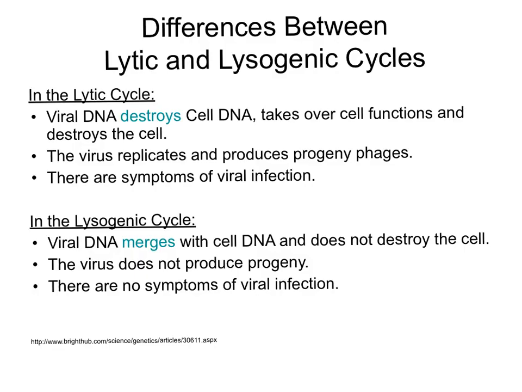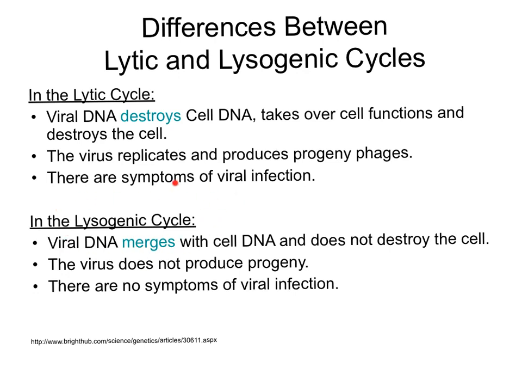So here's just a bit of a summary between the lytic cycle and the lysogenic cycle. So the lytic cycle is that violent one, where the virus destroys the host cell in order to release the viruses. When the lytic cycle is occurring, there are symptoms of a viral infection. So the host is affected by what is occurring in their cells. That lysis is traumatic. The cells will die.